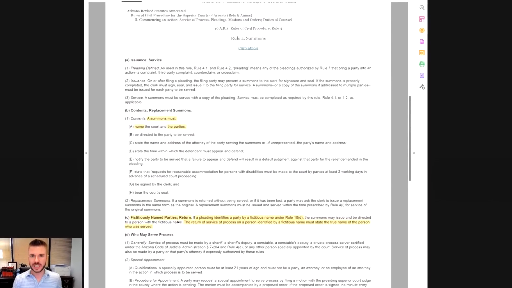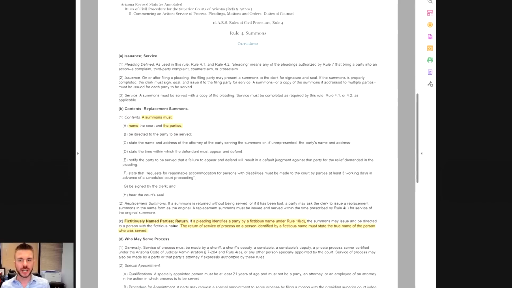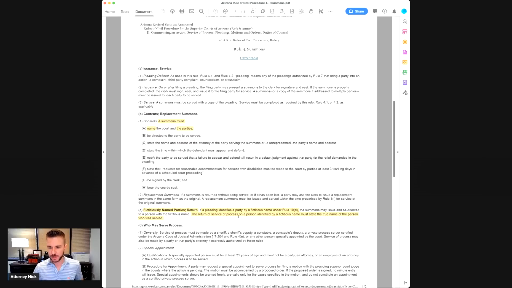Here we saw that Irvin issued the summons to Jane Doe defendant. The return of service of process on a person identified by a fictitious name must state the true name of the person who was served. So Irvin's return of service for Jane Doe must actually replace Jane Doe with her true name in order to comply with this rule, Rule 4C.